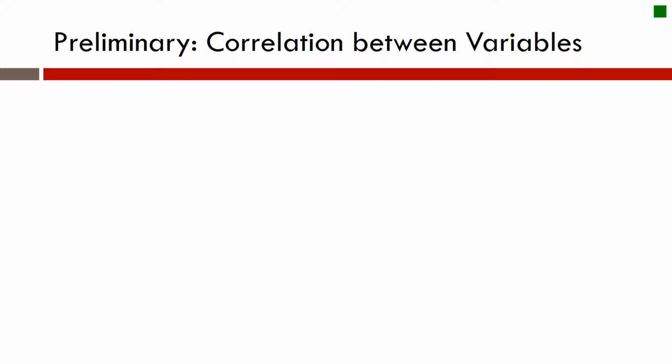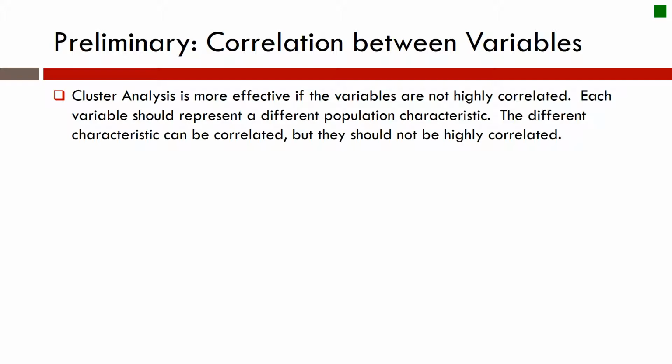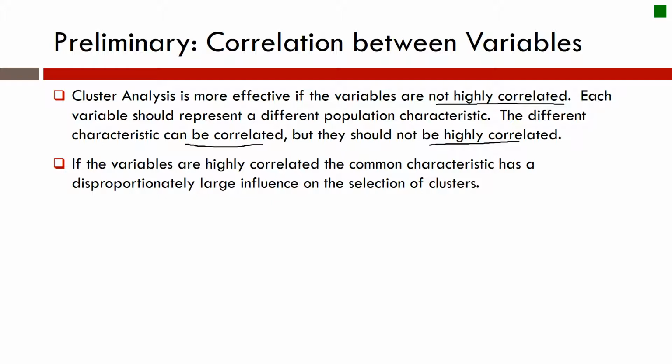Other elements that we're concerned about, we mentioned correlation between variables. So cluster analysis is more effective if variables are not highly correlated. Each variable should represent a different population characteristic, so they don't necessarily have to go together. They can be correlated, but they should not be highly correlated. That would be like, again, the way we think about multicollinearity.